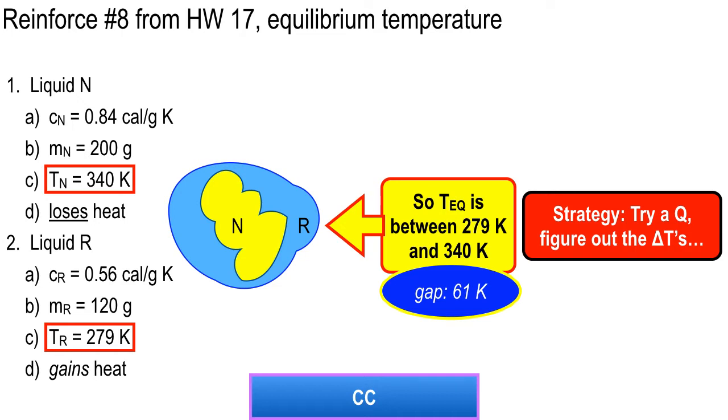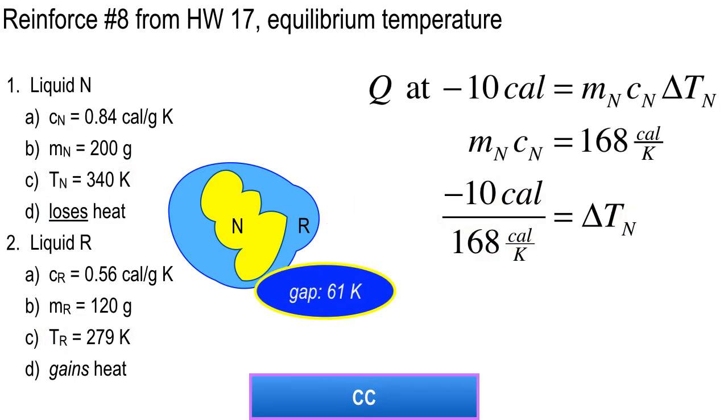All right, so in office hours, let's do something easy, 10. So we chose to lose 10 calories from the hot liquid N, and we'll do gain 10 calories for liquid R in just a second. Here's the calculation. Minus 10 calories is the heat lost by liquid N. And it's M times C times delta T as always. But now we know what the Q is. We're trying to figure out what delta T is.